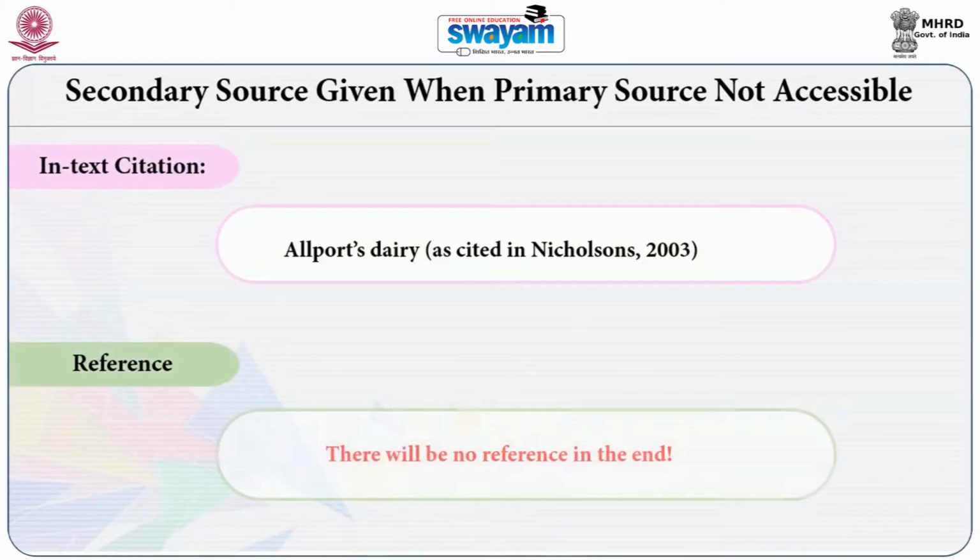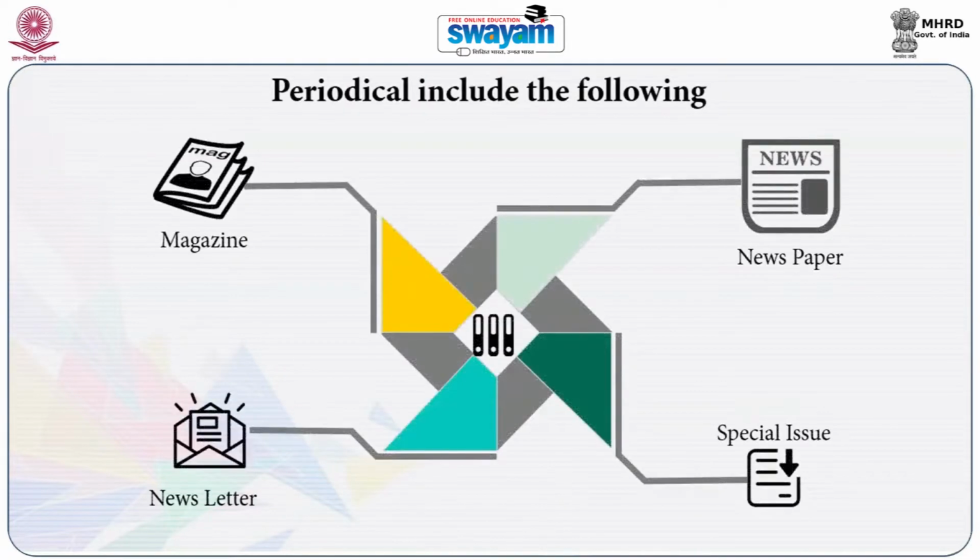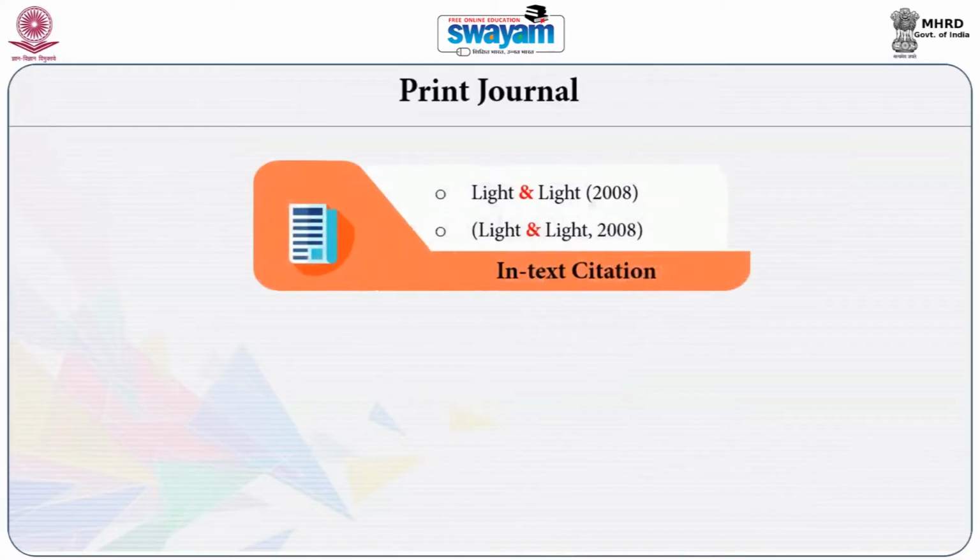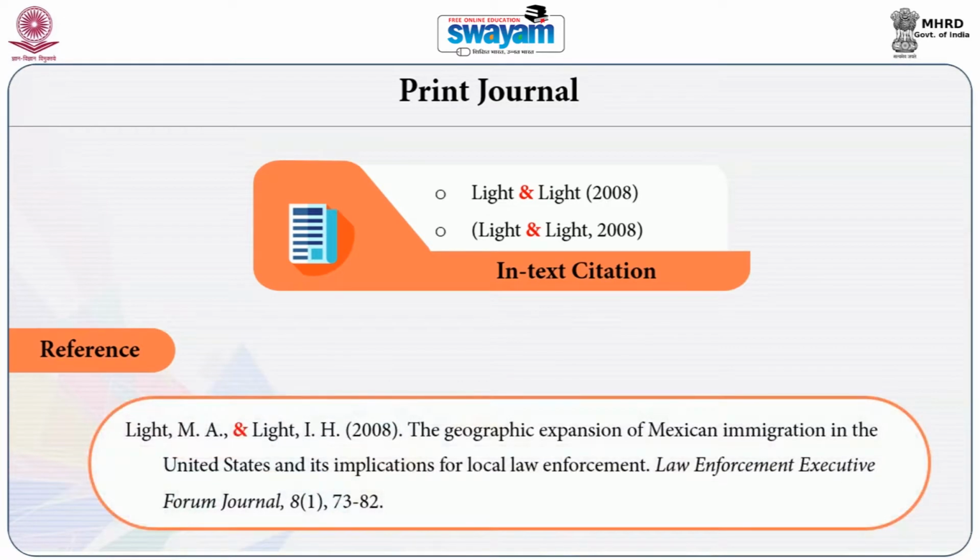Multi-volume print book examples are now displayed on the screen. E-book in series examples are now displayed on the screen. Sometimes when primary source is not accessible, we give secondary source as displayed on the screen. There will be no reference needed at the end.